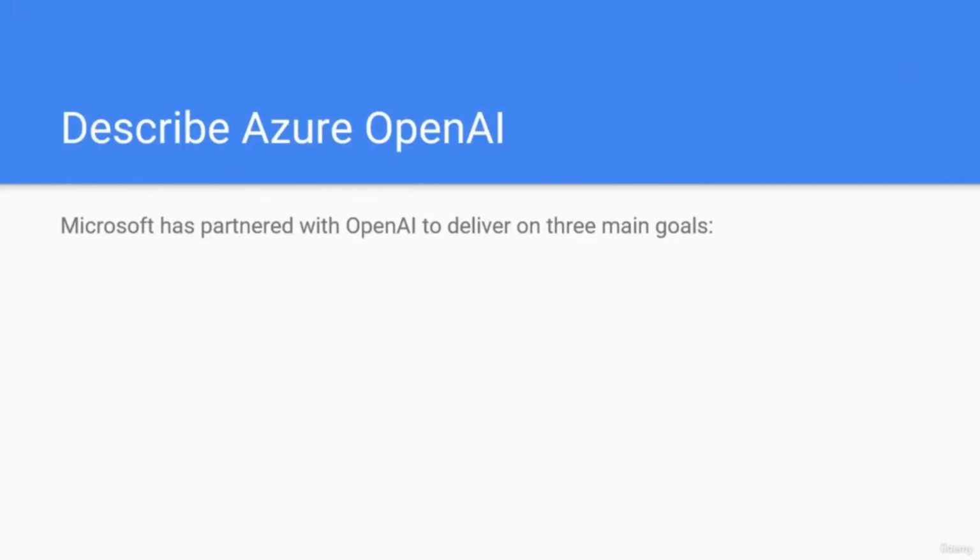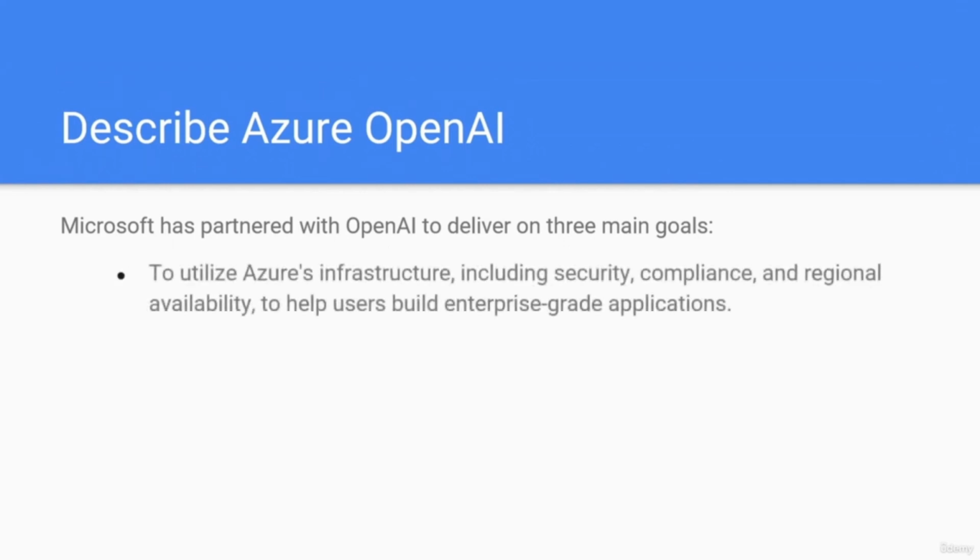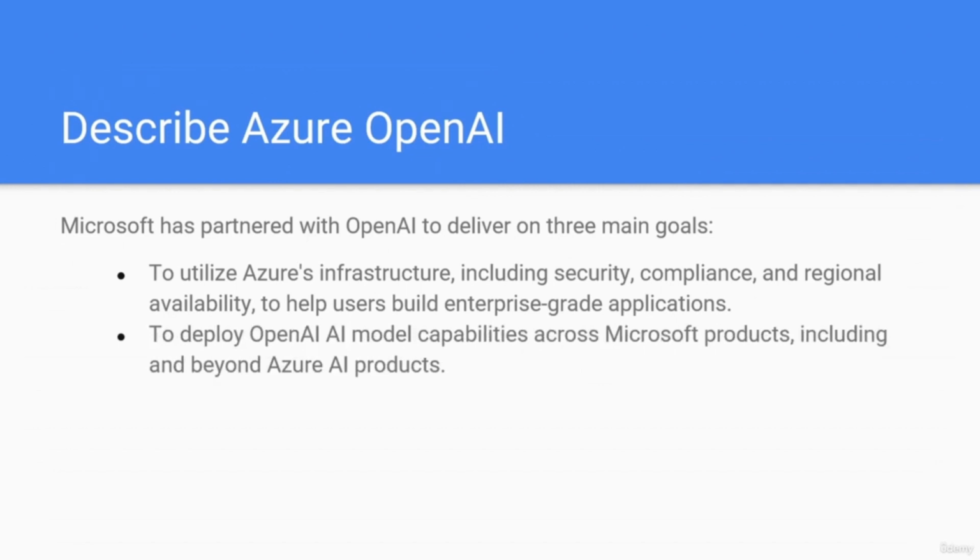Describe Azure OpenAI. Microsoft has partnered with OpenAI to deliver on 3 main goals: to utilize Azure's infrastructure, including security, compliance, and regional availability, to help users build enterprise-grade applications; to deploy OpenAI model capabilities across Microsoft products, including and beyond Azure AI products; and to use Azure to power all of OpenAI's workloads.